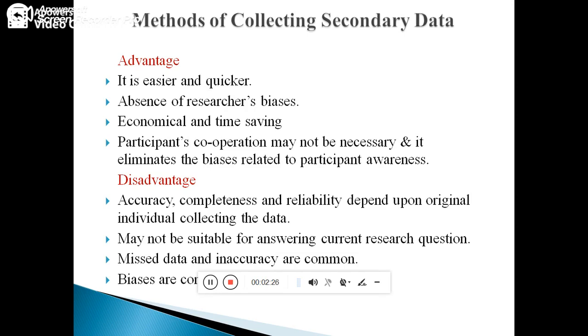Missed data and inaccuracy are common. There are chances of missed data and inaccuracy. Biases are commonly expected.